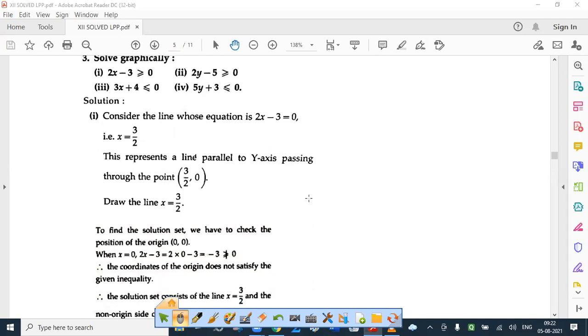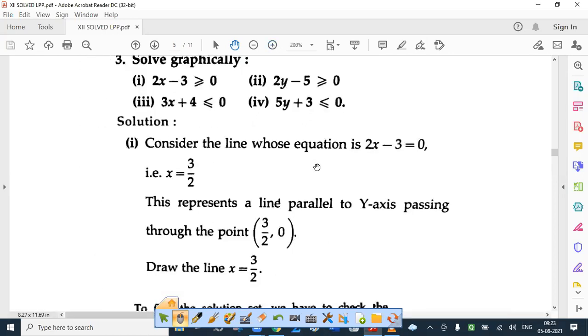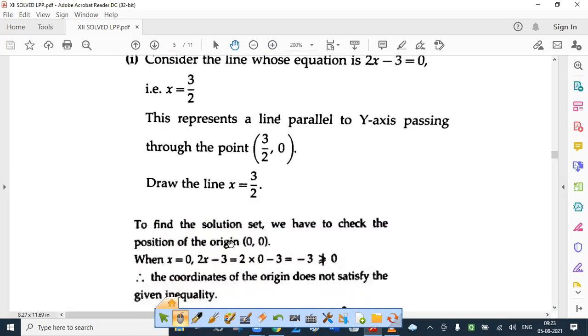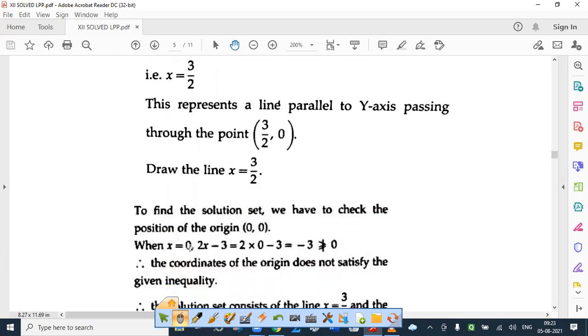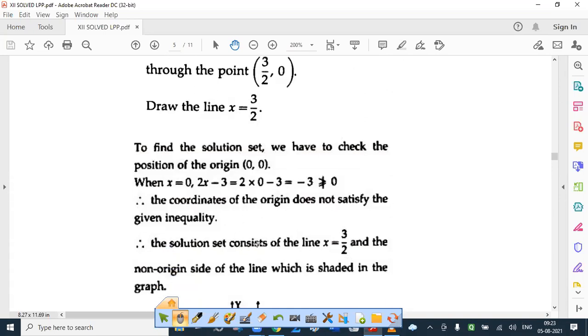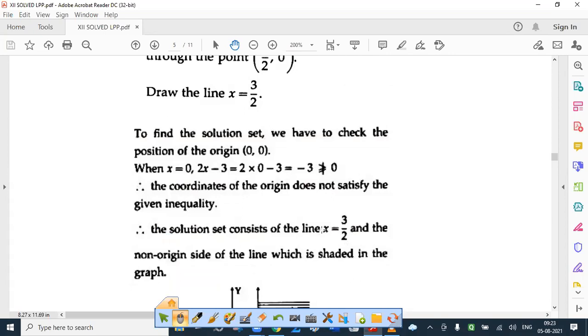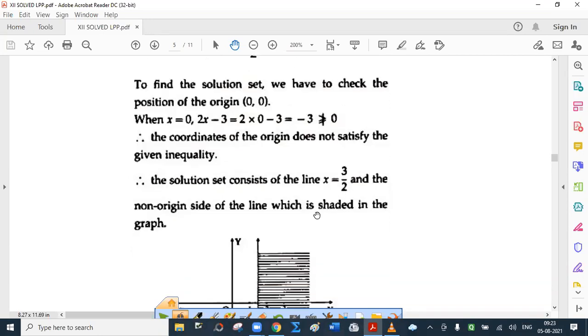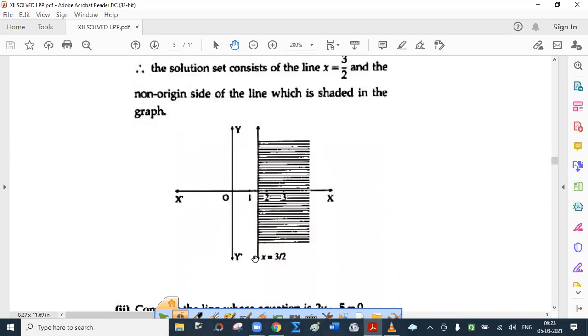Okay. To find the solution set, we have to check the position of the origin 0, 0. When x is 0, is minus 3 greater than 0? No. So the coordinates of the origin do not satisfy the given inequation. So solution set consists of the line x equal to 3 by 2 and the non-origin side. You may also say to the right of that line. Yes, same thing. So non-origin side of the line which is shaded in the graph. So you are supposed to draw this much only.